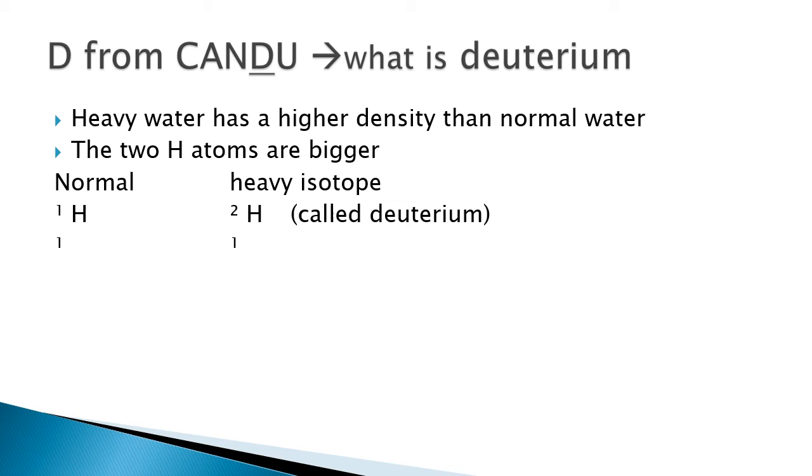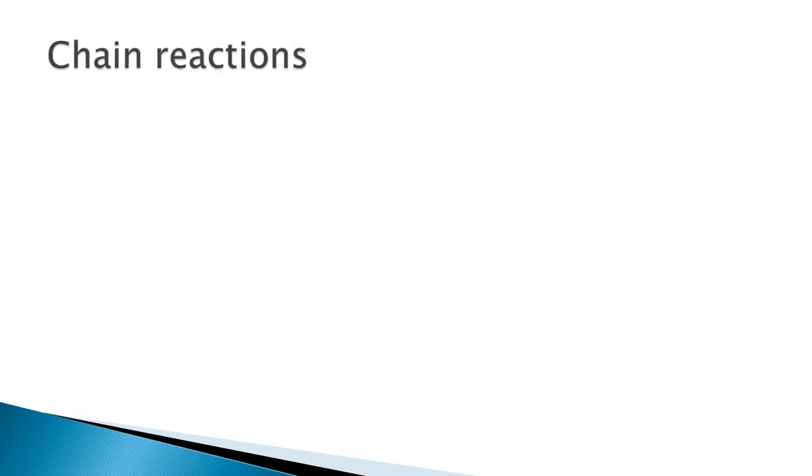Remember, this is nuclear notation. So at the top we have the mass, and at the bottom we have the atomic number. So it's still hydrogen. However, it is hydrogen with one proton and one neutron, and we call this heavy because of the doubled mass essentially. And we call this special hydrogen deuterium. So why is this so important?